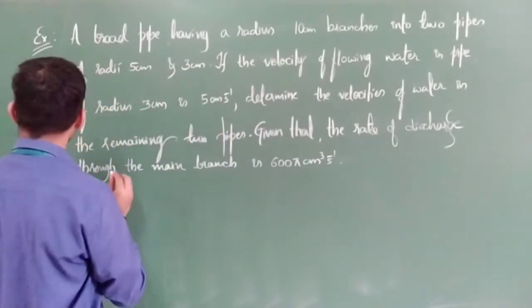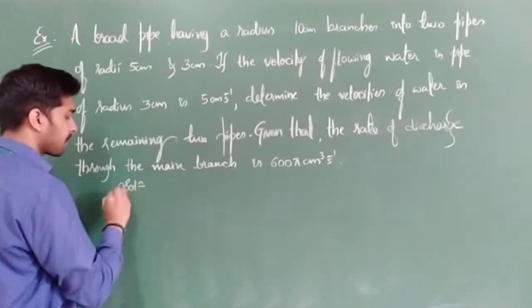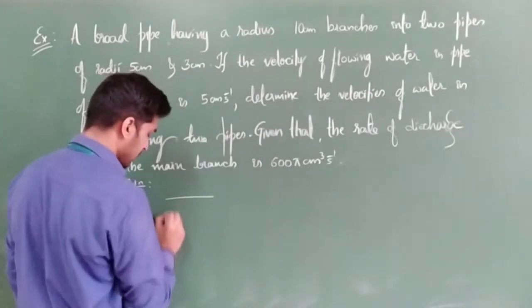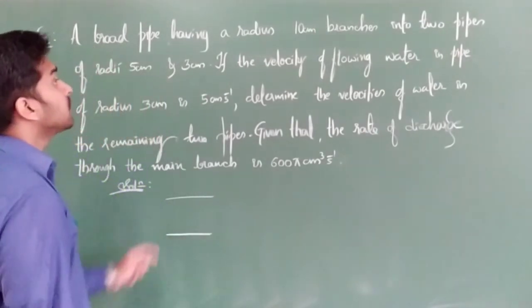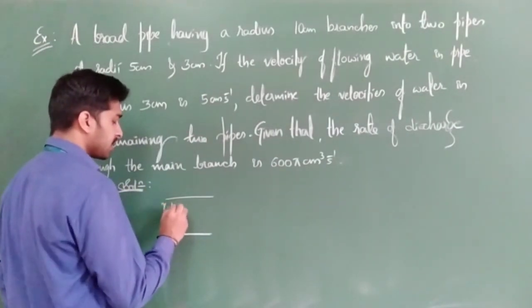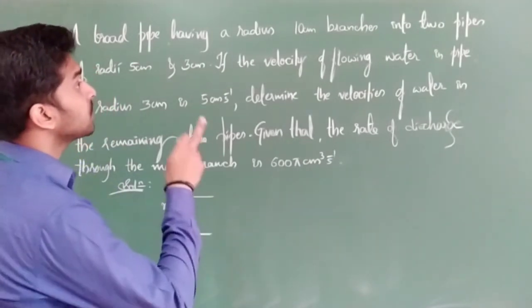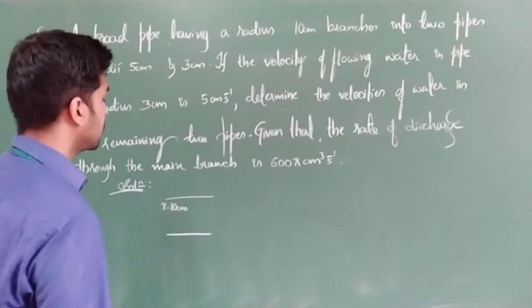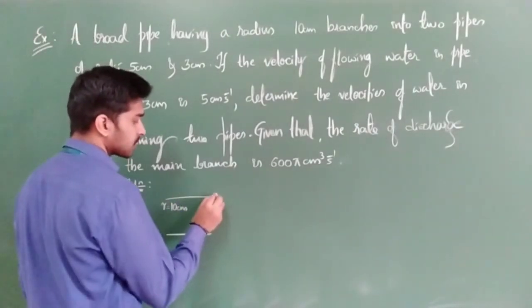Shall we go for the solution part here only? So we were having a broad pipe. Let us draw it broader. So the radius of this broader pipe, R is equal to 10 centimeter, is given to us. Clear? It branches into two pipes of radii 5 centimeter and 3 centimeter. That means this pipe will branch into two different parts.